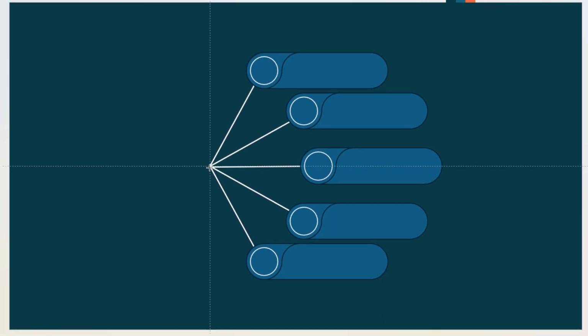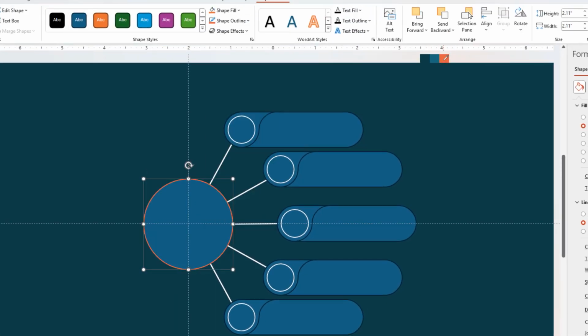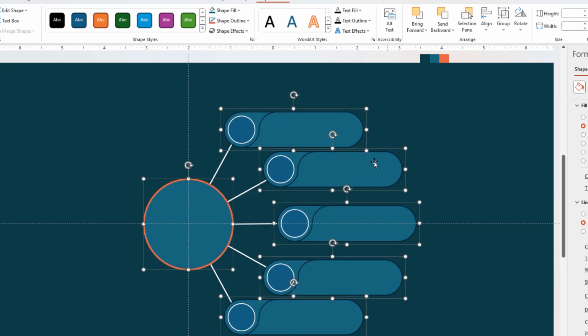Next, draw a circle shape at the center of both guides. Change its outline color and width. Also, change the fill colors of each design element.